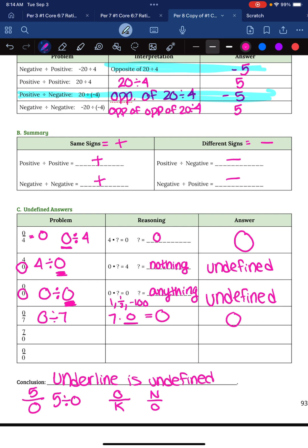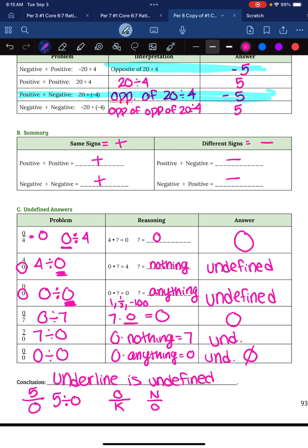That's all good. Second one, the 0 is the second number. No go. 0 times nothing will equal 7. So the answer is undefined. That's another way to abbreviate it, and some calculators will show it abbreviated with UND. Last one, 0 divided by 0. 0 times anything is 0. So that's no good. It's also undefined. And another symbol for undefined is like that little 0 with the cross through it. That means there's no such answer.